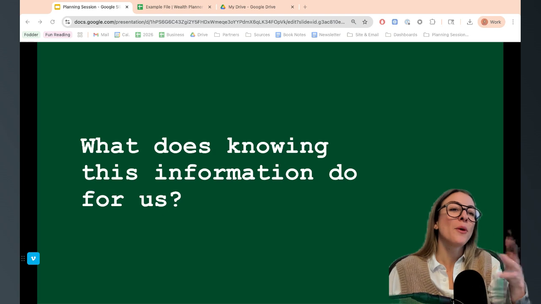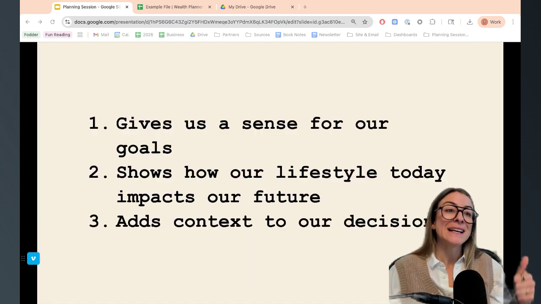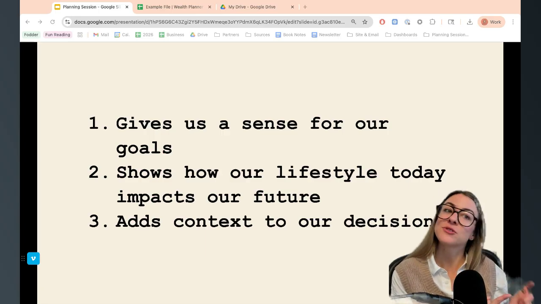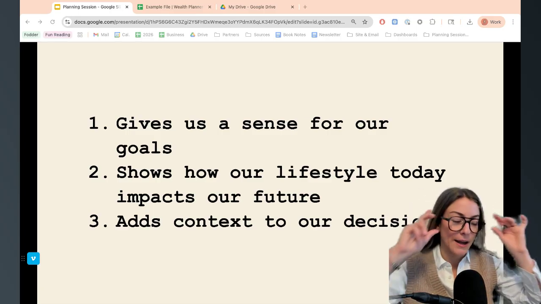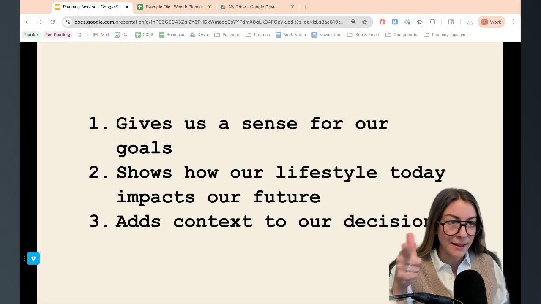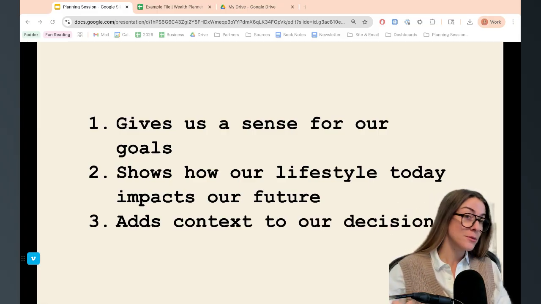So what does knowing this information do for us? Well, the first thing that it's going to do is give us a sense of our goals. It's going to give us a sense of scale. Back in the day, retirement pundits, think like a Suze Orman, used to say that you needed $10 million to retire. It was this huge blanket number. But calculating this is going to really put things in perspective for you. You might be surprised by your number, either because it's a lot higher or a lot lower than you thought it was going to be.